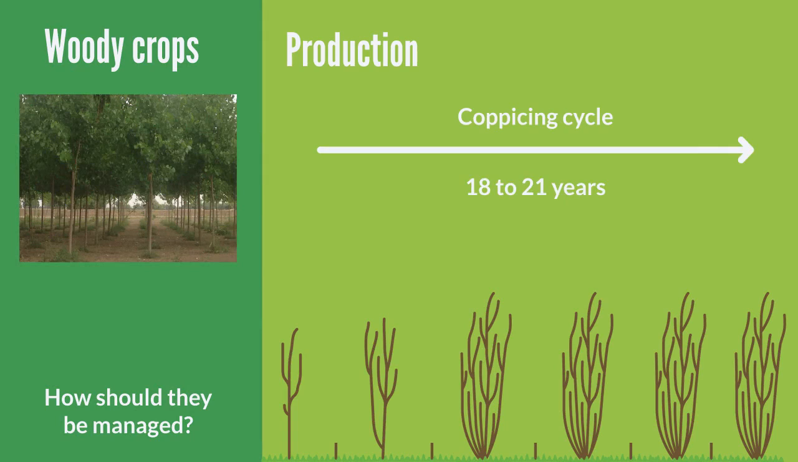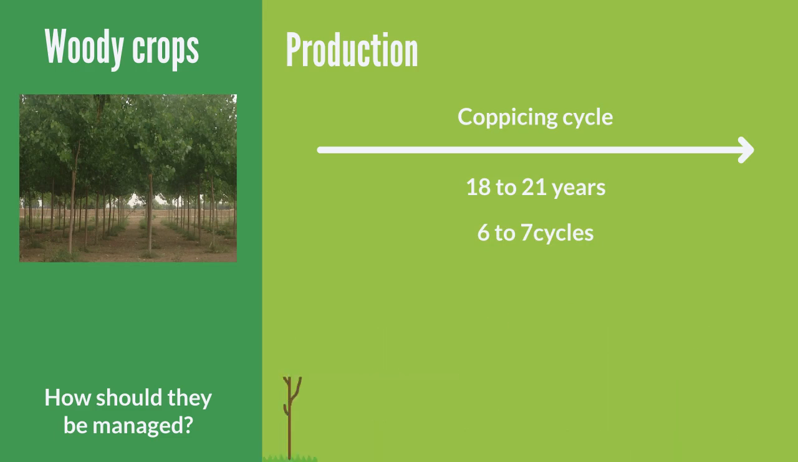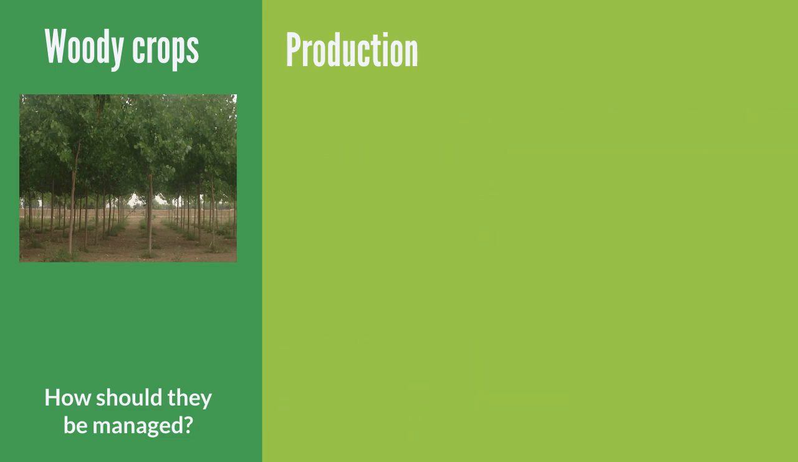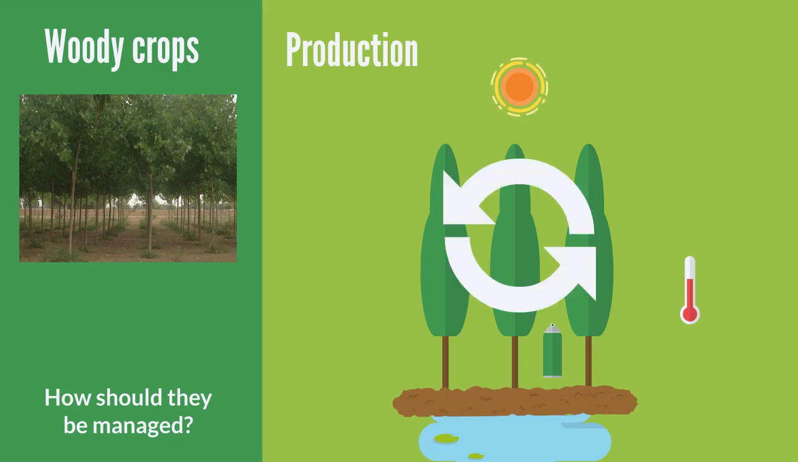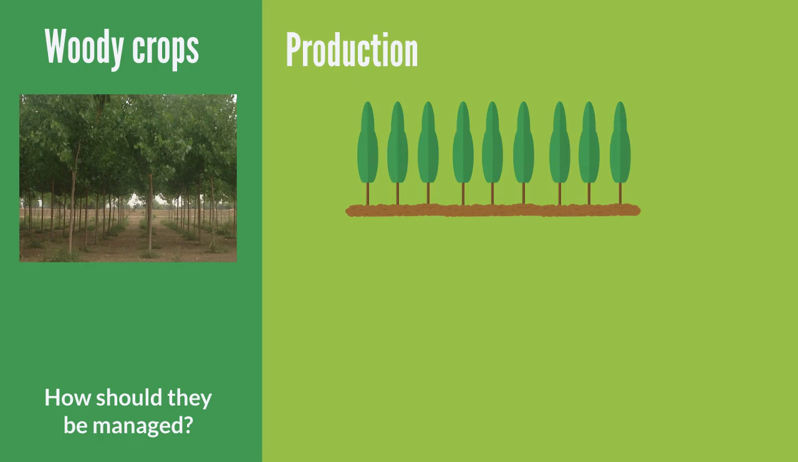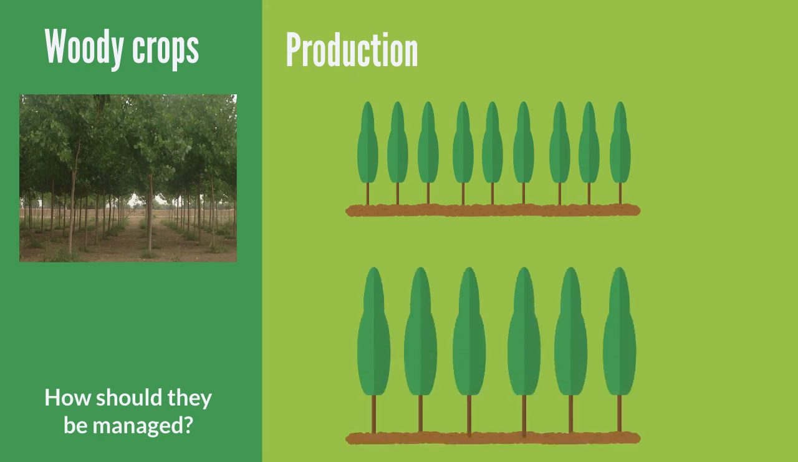The poplar rotation lasts for 18 to 21 years. Thus, trees are replanted after 6 or 7 cycles. The key determinants that influence short rotation crops' yield are water availability, light, temperature, and weed control, and also the density and rotation time. Density refers to the number of plants per hectare. The density influences the time that trees are allowed to grow.